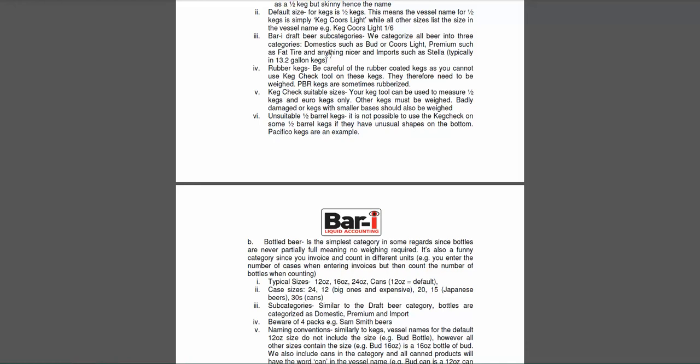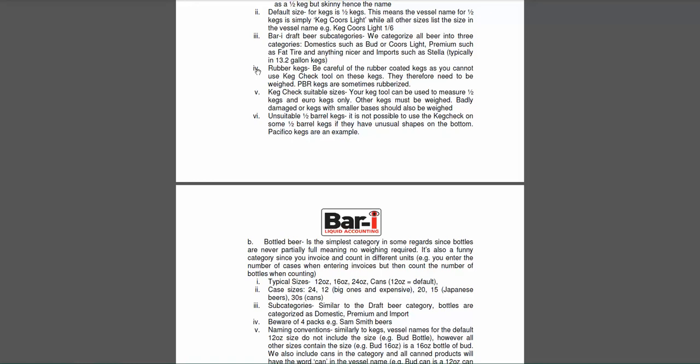And then finally, we have imports. Pretty simple. Anything that comes imported. So it might be Dos Equis from South. It might be Stella. It could be Newcastle. But anything which is imported is going to be in the import category. And those kegs typically are in those 13.2 gallon sizes. Not actually the Mexican kegs like Dos Equis, but yes, the European kegs, so like the old school beers and things like Stella for sure are going to be in those 13.2 gallon Euro kegs.